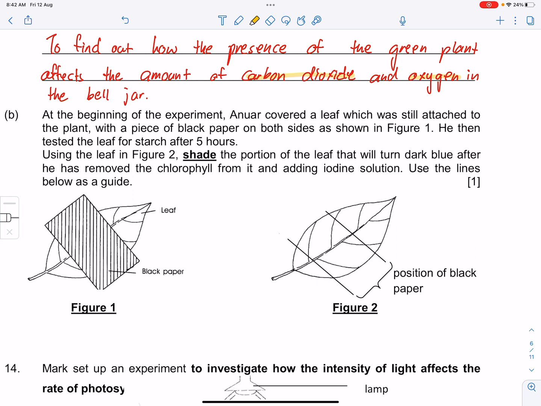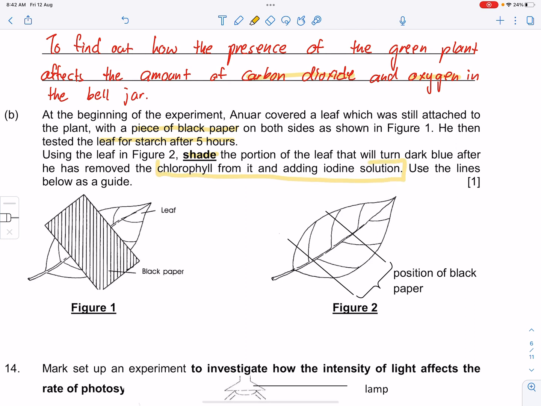Next. At the beginning of the experiment, Arnold covered a leaf which was still attached to the plant with a piece of black paper on both sides as shown. He then tests the leaf for starch after 5 hours. So there is a starch test. Remember, the starch test is used to find out if photosynthesis has occurred. Using the leaf in figure 2, shade the portion of the leaf that will turn dark blue after he has removed the chlorophyll from it and added iodine solution.